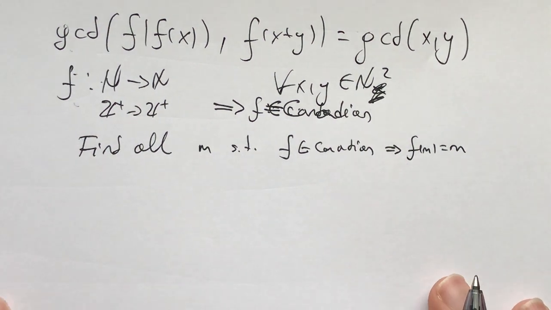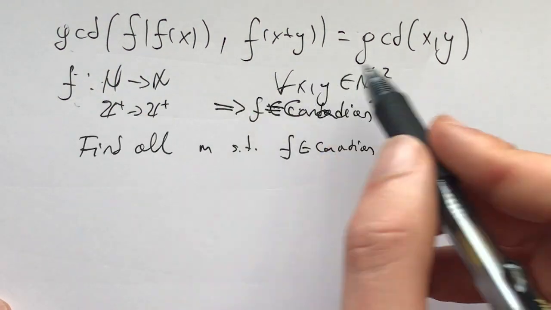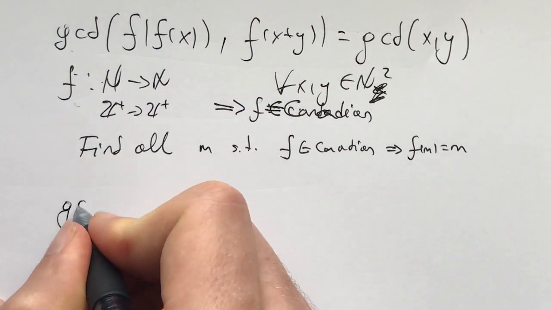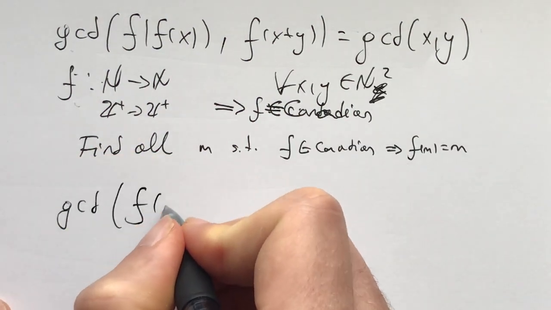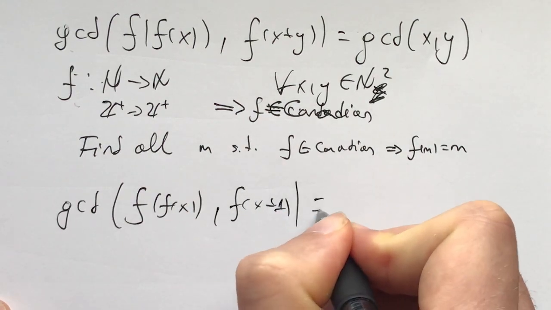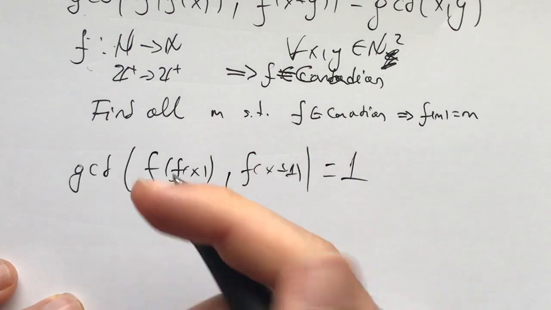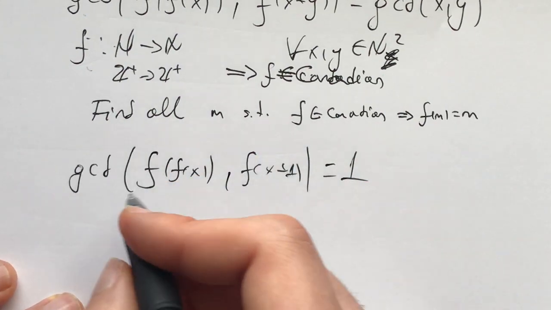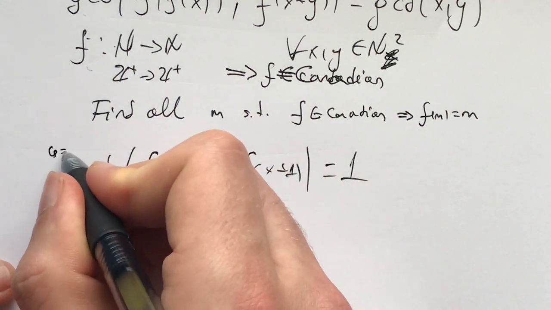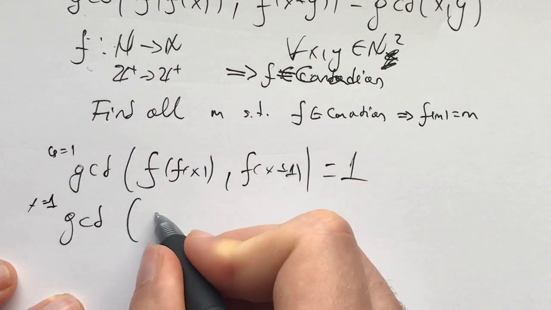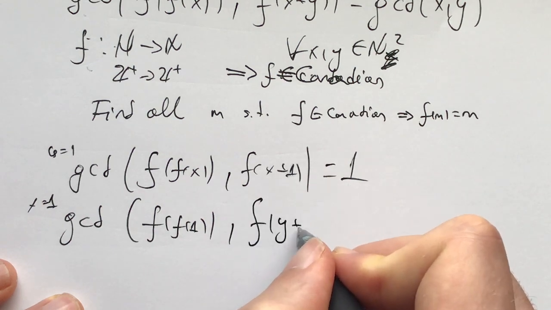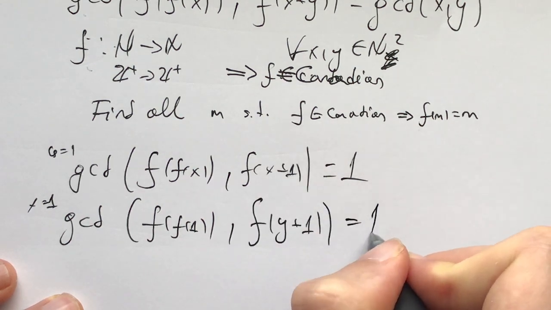Okay, with plugging in, the first thing I plugged in was y is 1, or x is 1. Because for y is 1, I get the GCD of f of x and f of x plus 1 is equal to 1. I don't know if this is useful or not, but I'm just plugging stuff in and seeing what I get. If I plug in x equals 1, then what I'll get is the GCD of f of 1 and f of y plus 1 is equal to 1.